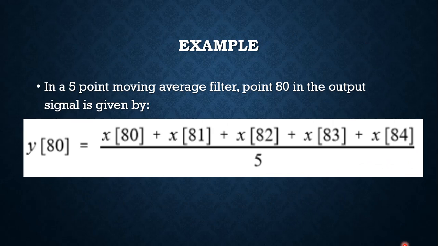Now let's consider an example in which a 5-point moving average filter is designed for point 80 in the output signal, and it is written as y of 80 equals x of 80 plus x of 81 plus x of 82 plus x of 83 plus x of 84 divided by the number of samples, that is 5.